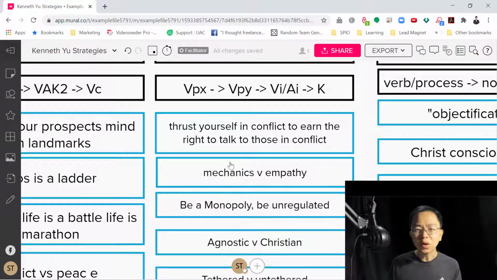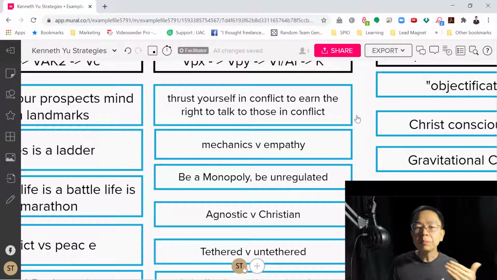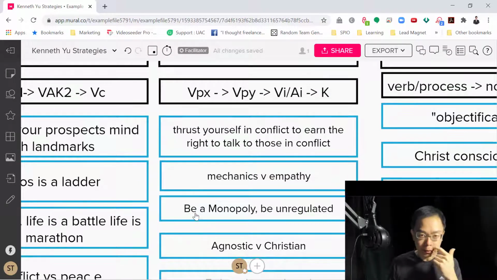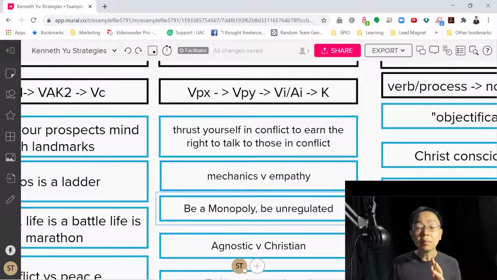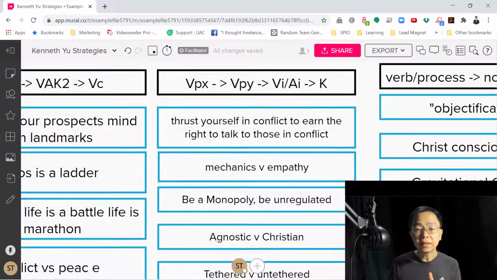Mechanics versus empathy. Right? So on one hand, you're diligently doing this, but you don't step into another person's shoes. So this is empty, and therefore you don't resonate with people. Beautiful. Be a monopoly, be unregulated. So what he is doing is he's getting you to stop being you, but rather being a monopoly, right? Agnostic versus Christian. This was his so-called mini debate with his uncle. Same thing. So he shifts the perspective. It's no longer about whether you believe in or not Christianity, and he said that quite clearly.